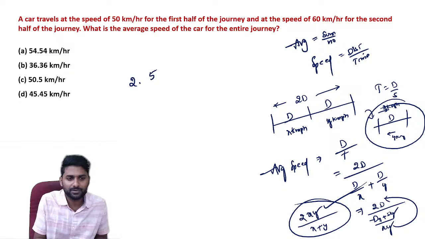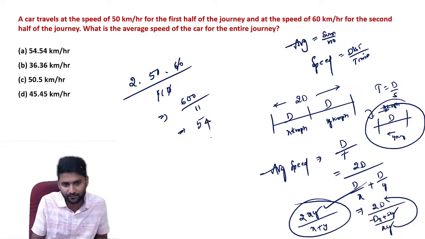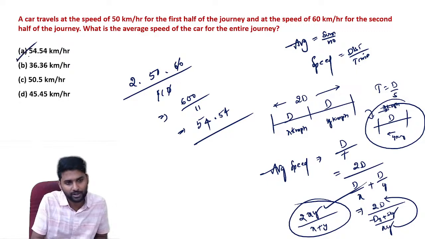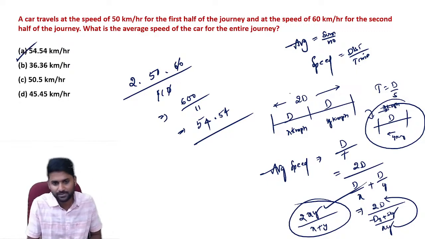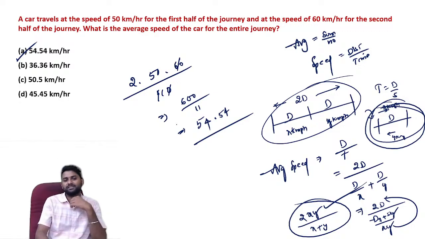So 2 into x into y divided by x plus y. Finally, here the value becomes 600 by 11. So 11 multiplied by 5 is 55, 50, 11 fours. So here the value becomes 54.54 kilometers per hour. So these two concepts, guys, you can apply the formula. Average speed is 2xy by x plus y.